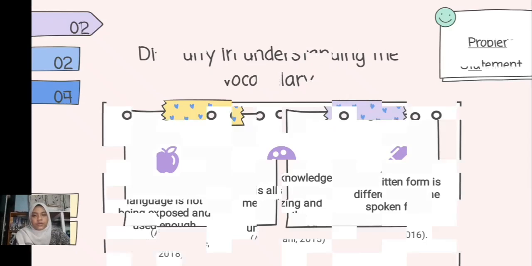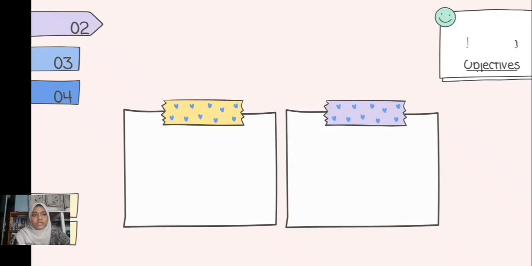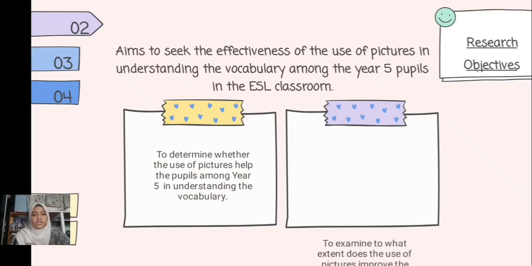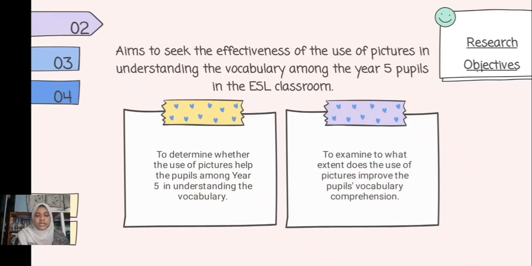Okay, so we're moving on to the research objective. The study aims to seek the effectiveness of the use of pictures in understanding vocabulary among Year 5 pupils in the ESL classroom. The objectives are to determine whether the use of pictures helps Year 5 pupils in understanding vocabulary, and to examine to what extent the use of pictures improves the pupils' vocabulary comprehension.